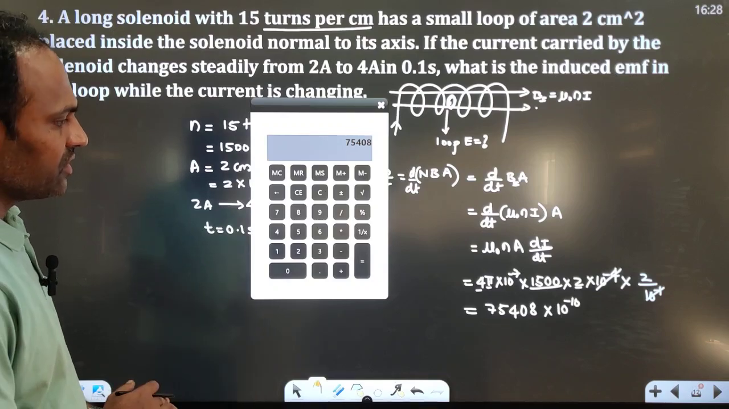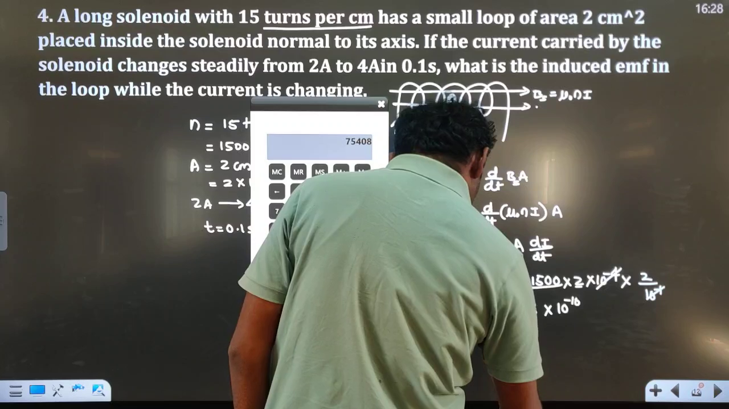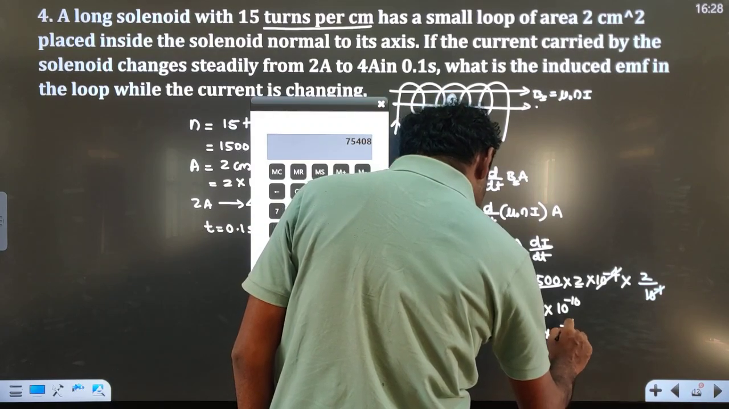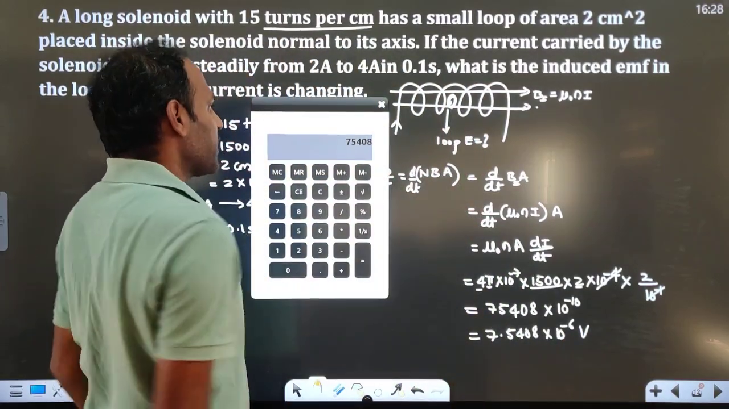If you want, you can change the power of 10 now. So I can write it as 7.5408 into 10 to the power minus 6 volt. Right? 10 to the power minus 6 volt, or you can write it as microvolt.